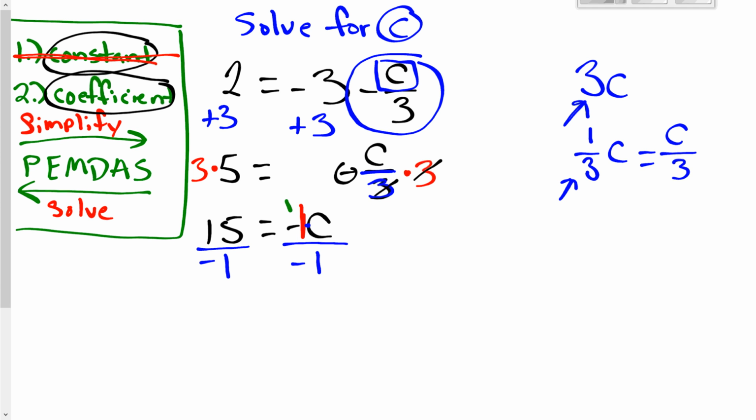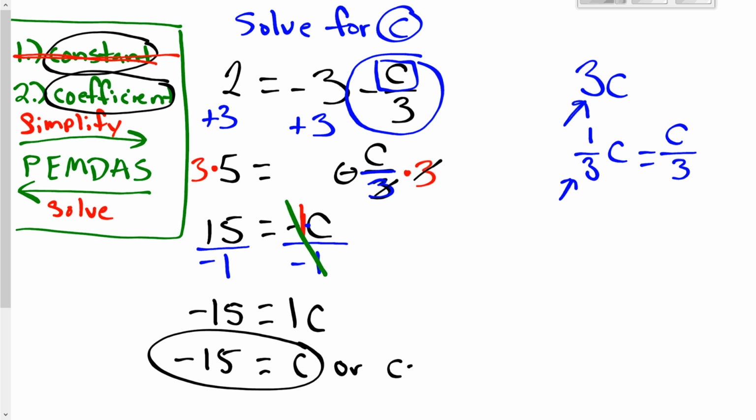These negative 1's will cancel each other out because negative 1 divided by negative 1 is a positive 1. Bring down that c, which I have not touched yet. 15 divided by negative 1 is negative 15. And really what we have here is c equals negative 15. Those are the same thing. And then we go back and we will check our work.